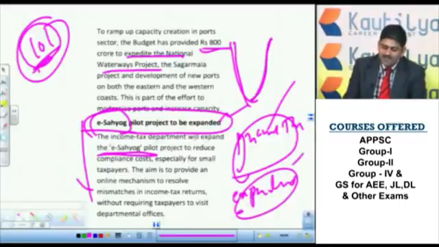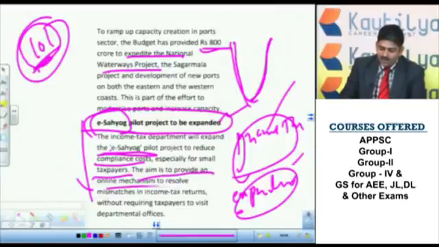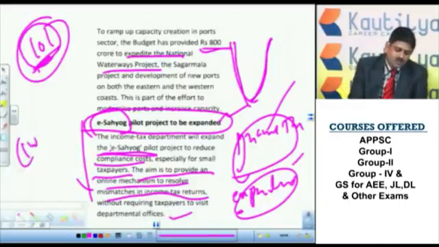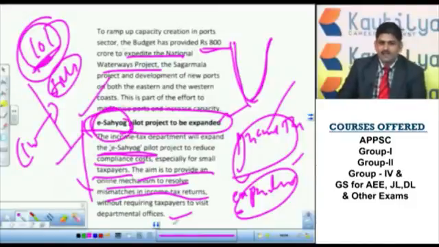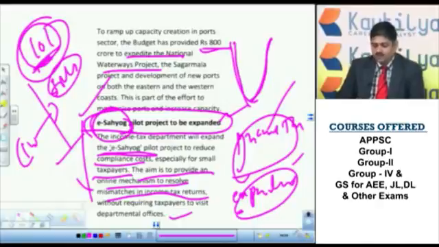The income tax department will expand the E-Sahyog pilot project to reduce compliance costs, especially for small taxpayers. The aim is to provide an online mechanism to resolve mismatches in income tax returns without requiring taxpayers to visit department offices. Earlier, the taxpayer had to go to the income tax office, fill in forms there, and wait until the work was finished. All these complexities were reduced or completely abandoned by introducing this project. Through the online process, the taxpayer can do all these activities. So these are the important things about the budget. Thank you.